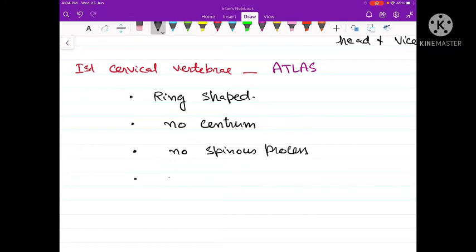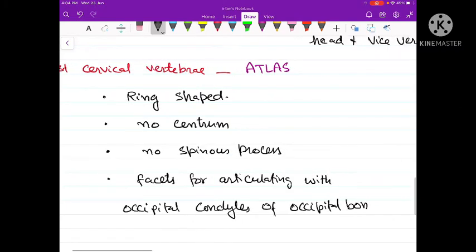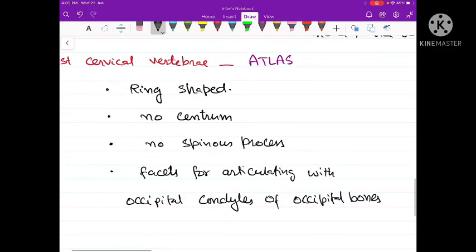So it has facets for articulating with the occipital condyles of the occipital bone. The occipital bone has two occipital condyles, as I have mentioned in the bones of the skull. Our skull is dicondylic. Our skull has two occipital condyles, and those condyles articulate with the concavities present in the first cervical vertebra, called facets. These facets allow for nodding movements of the head, and therefore the atlas is also called the yes bone.